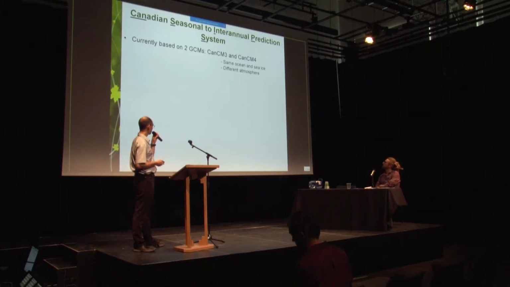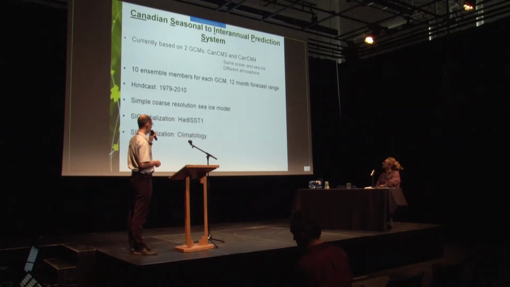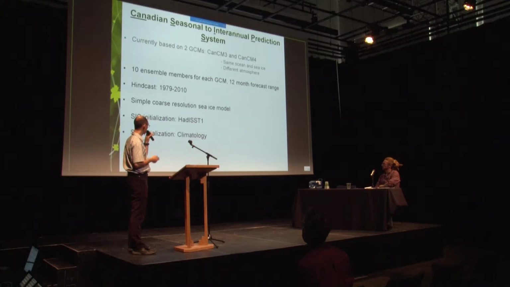I don't have to show this in detail. Bill already showed this. CanSIPS is based on two GCMs, CanCM3 and CanCM4. They have the same ocean and sea ice, just different atmospheres. We run 10 and some more members for each GCM, so 20 in total. 12-month forecast range. We have hindcasts initialized every first of the month over this time period. We use a very simple coarse resolution sea ice model, as Bill mentioned.